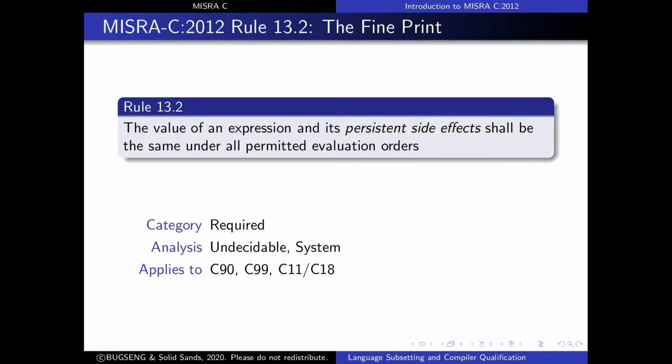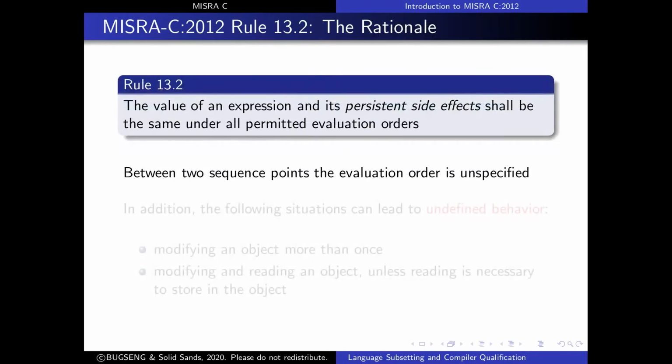Another example is rule 13.2. The value of an expression and its persistent side effects shall be the same under all permitted evaluation orders. This has to do with unspecified behavior. We have seen this at the beginning of the presentation. The point is that between two sequence points, the evaluation order is unspecified. So if you don't know what a sequence point is, think about the semicolon as a sequence point. There are other sequence points, and not all semicolons are sequence points, but this is a good enough approximation.